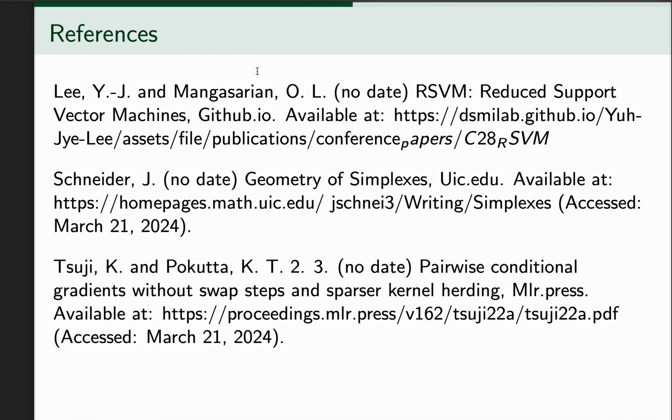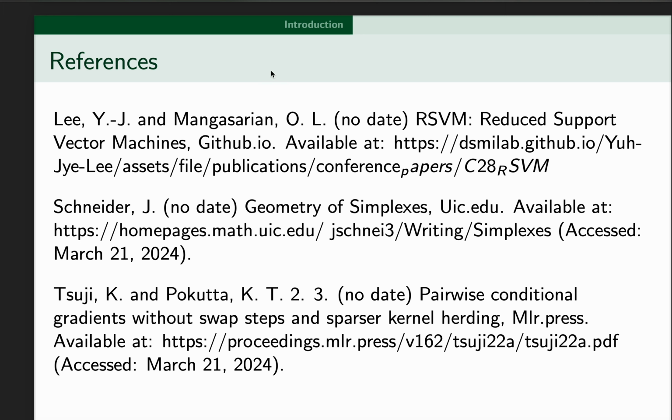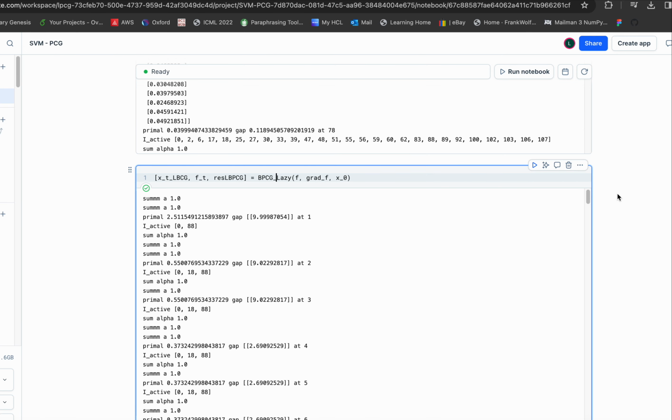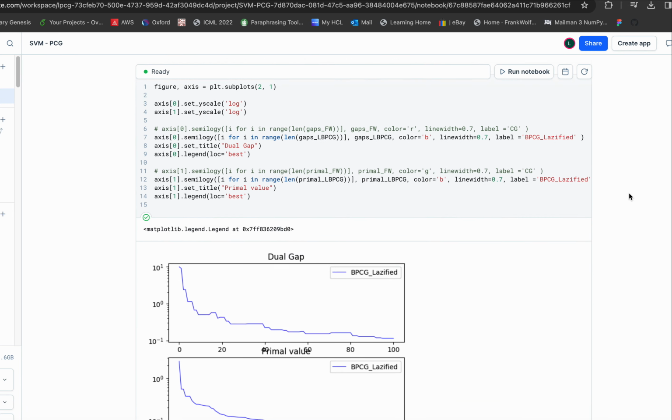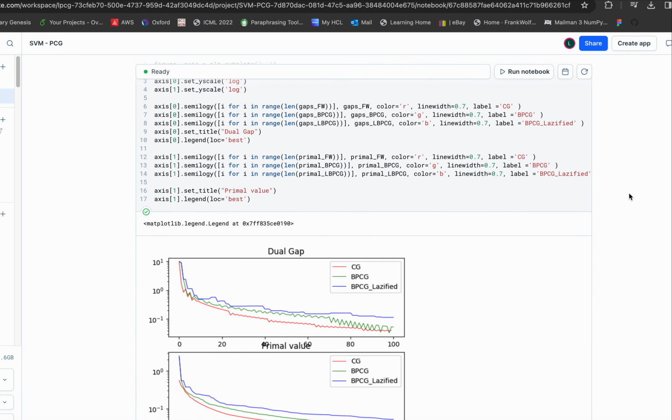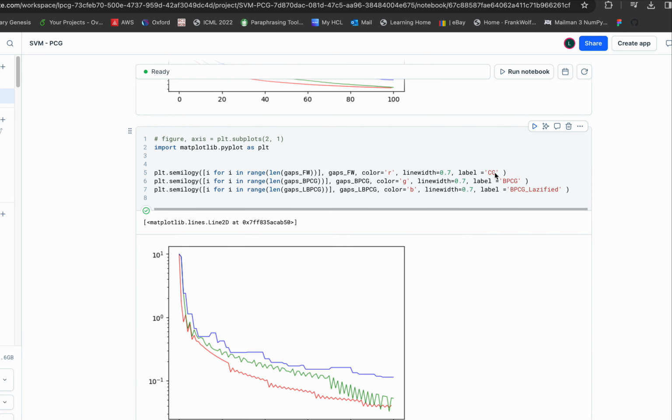Thanks for reviewing my work. This work is not new, but I applied the pairwise conditional gradient to training the RSVM. Here is my published repository for this topic.